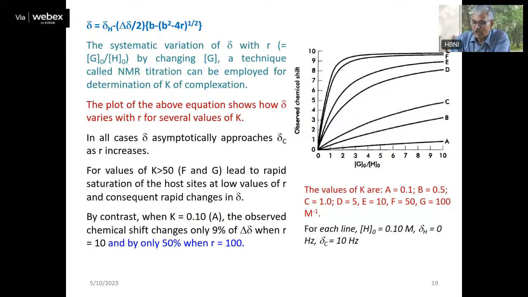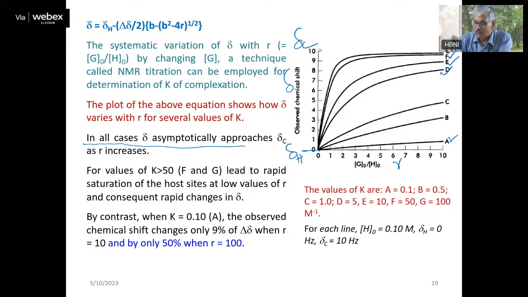Depending on the K value, this is your observed delta, and this is your R. You see, depending on the K value, as your R is changing, there is very little change in A. But you see that for G, F, E, and D, there is a drastic change. In all cases, delta asymptotically approaches a limit. This is your delta host, and this is your delta complex. So delta host is 0 and delta complex is 10.